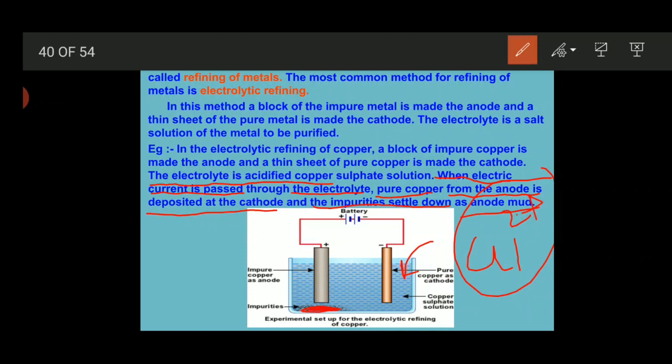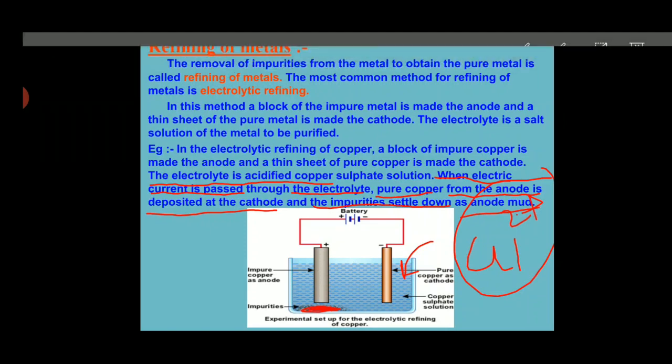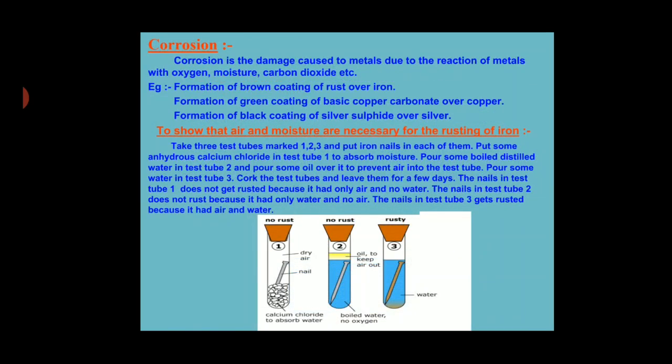Till now, we have discussed all the steps involved in the extraction of metals from their ores, from their sulfide ore and their oxide ore. Now let's see what exactly corrosion is. What is corrosion? We all know. Corrosion is damage caused to a metal due to the reaction of the metal with oxygen, moisture and carbon dioxide, which we already discussed in the first and second chapters, and now in the third chapter as well.